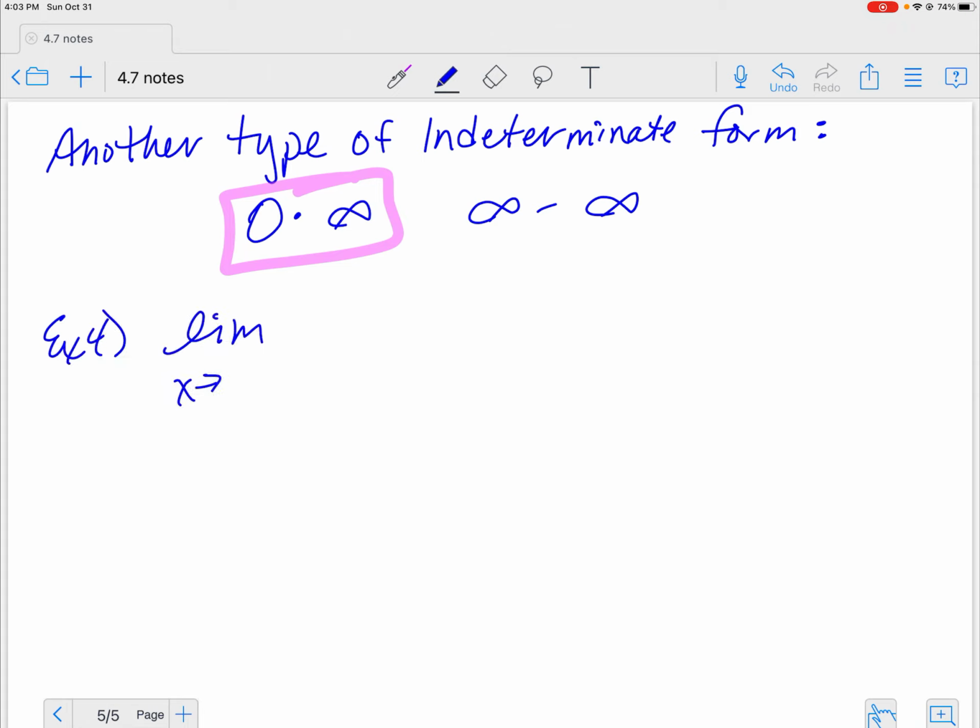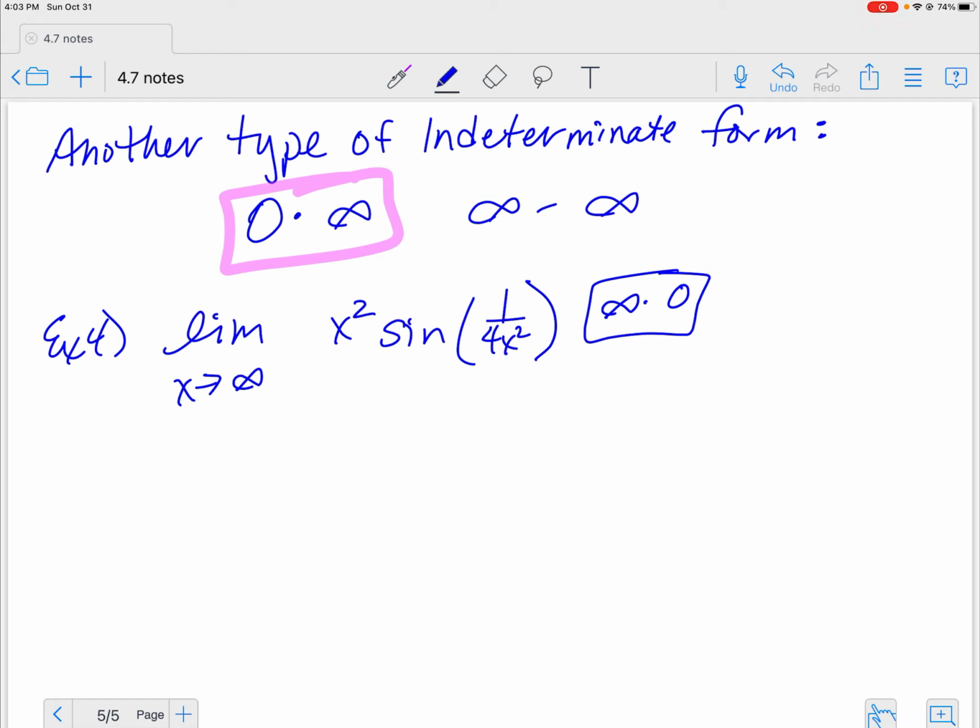I have the limit as x approaches infinity of x squared times the sine of 1 over 4x squared. I'm approaching infinity. So this is infinity, and then I know my denominator is going to infinity. So the sine of 0 is 0, indeterminate form. All right, so here's the deal and why it is related to L'Hopital.